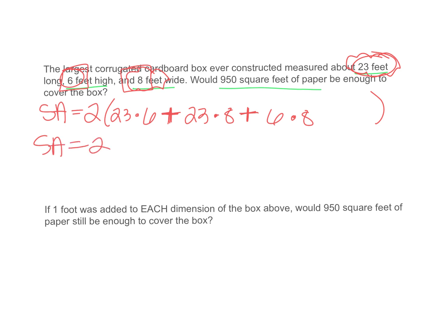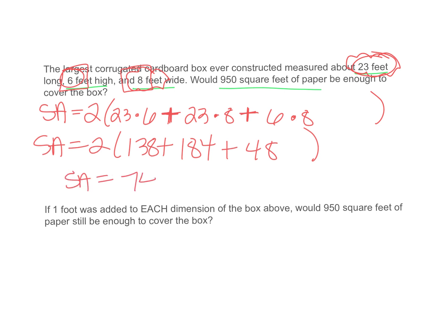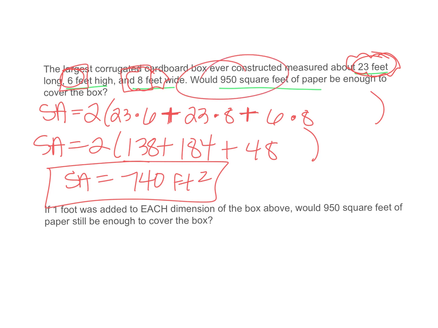So then we have 2 times 23 times 6 is 138. 23 times 8 is 184. And then 6 times 8 is 48. So 138 plus 184 plus 48 equals 370. And then I'm going to times that by 2. And we get the surface area equals 740 feet squared. So the question was, would 950 square feet of paper be enough to cover the box? Yes, because we only need 740.